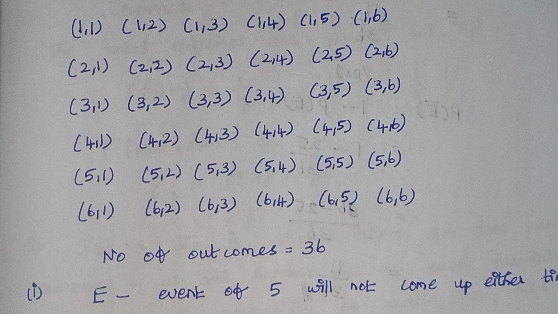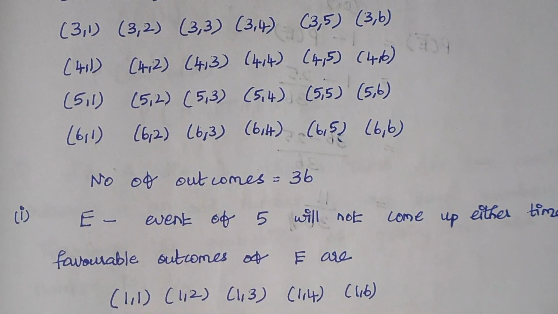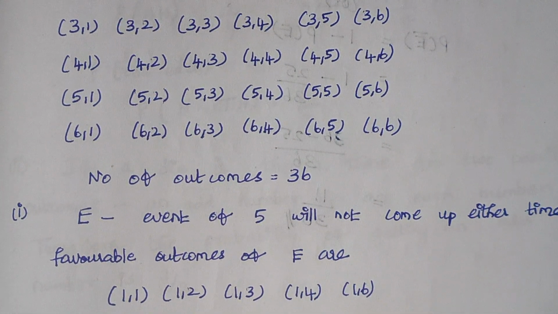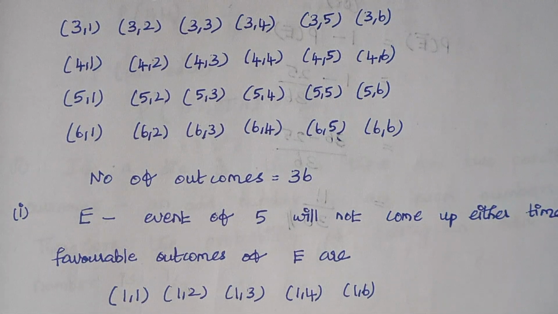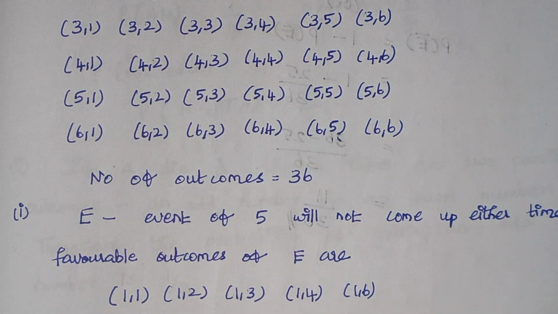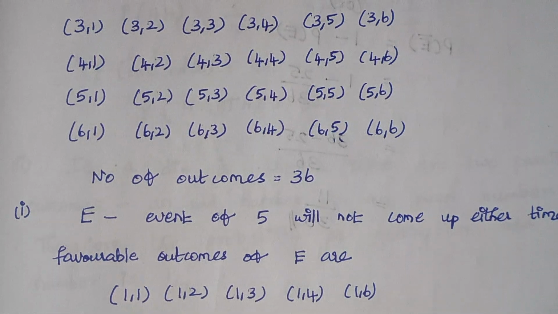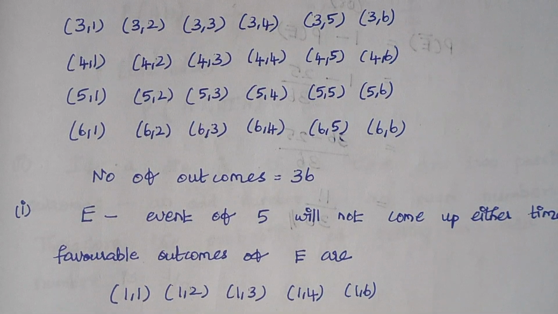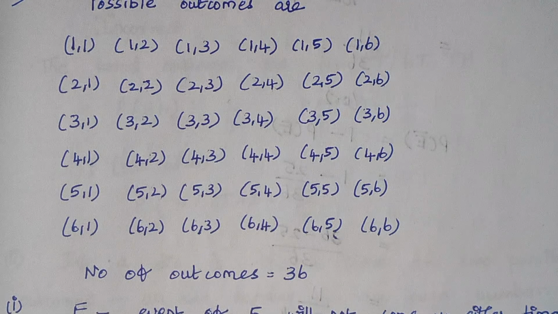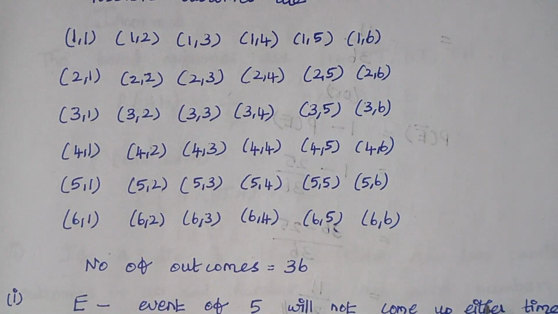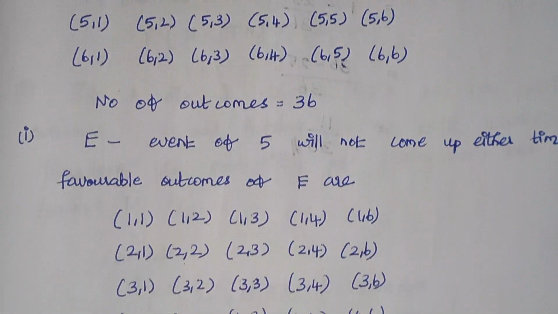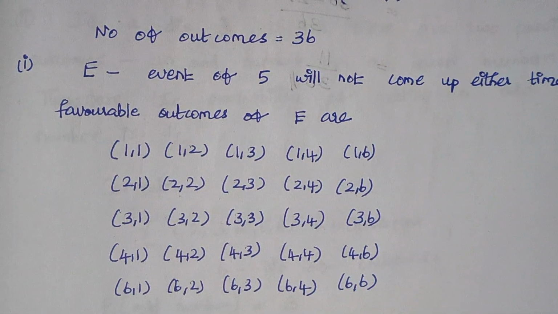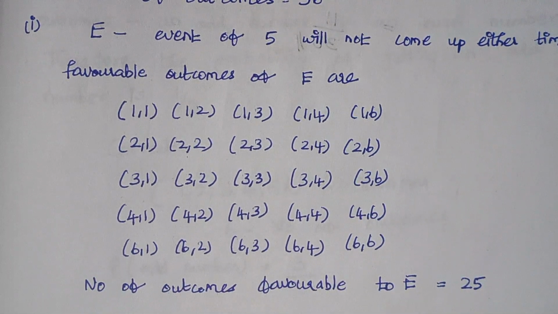So first one is, let E be the event of 5 will not come up either time. That is, while tossing the first time you should not have 5, and again when you toss the dice the second time you should not have 5. So what are all the favorable outcomes here? Among these 36 outcomes you have to select the outcomes which do not have 5. When you select the items, these are all the favorable outcomes. How many favorable outcomes do we have? They are 25 in number.